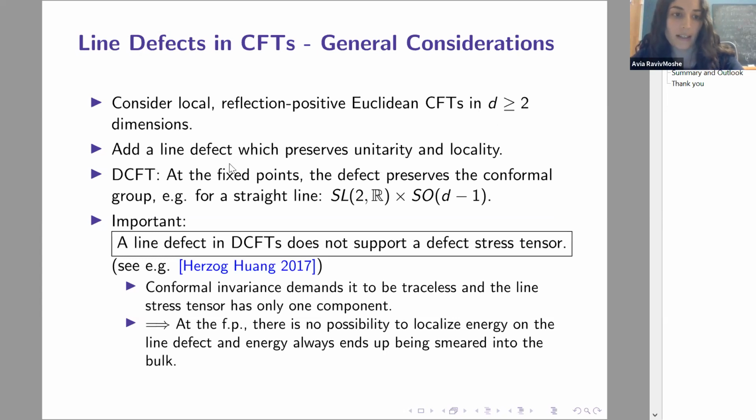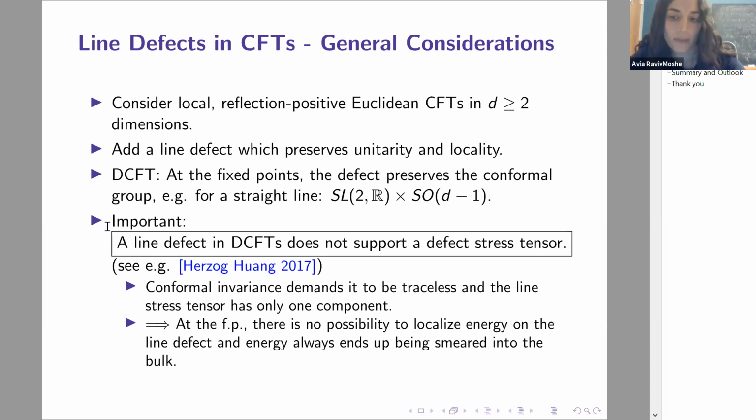Now, a definition. When I say a DCFT, a defect conformal field theory, I refer to the fixed points. By definition, a DCFT is such that the defect preserves the conformal group. So for example, for the straight line, we want to preserve SL(2,R) times SO(d-1). And that's the definition of a defect conformal field theory.